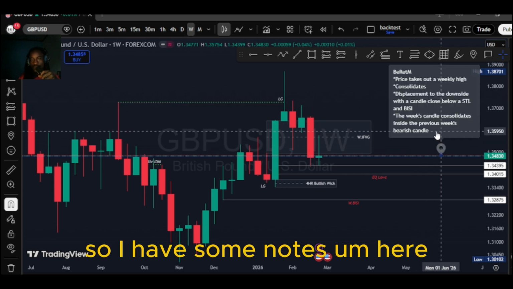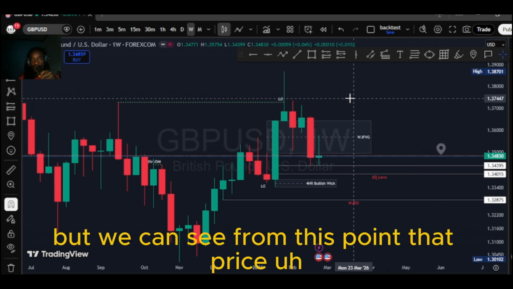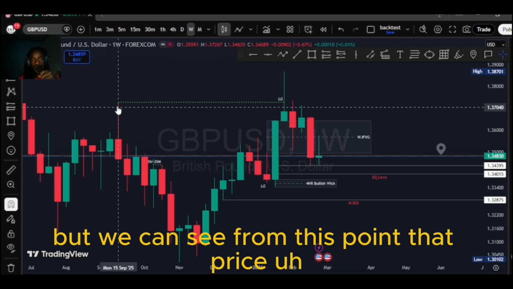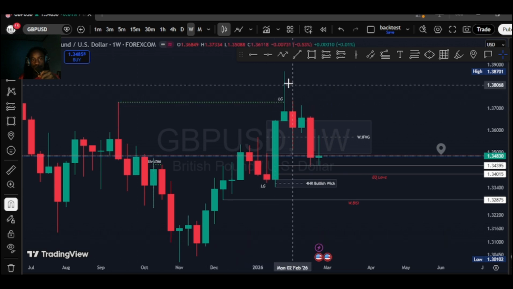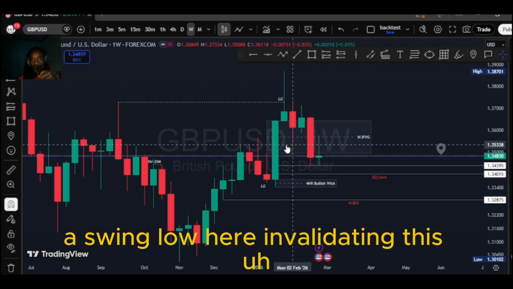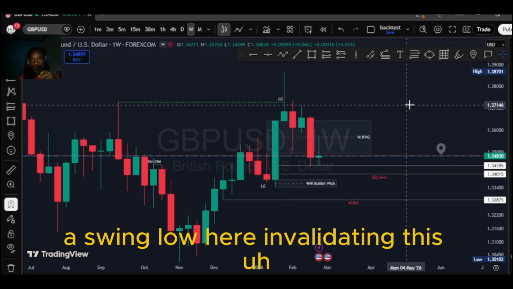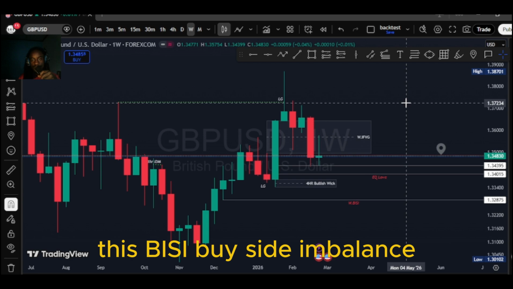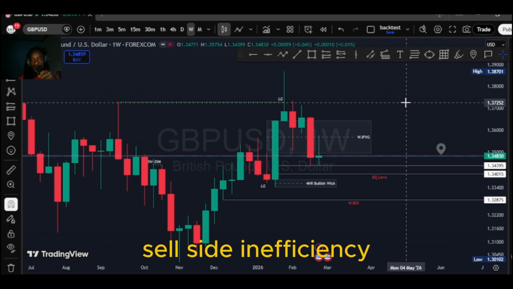So I have some notes here, but we can see from this point that price did a liquidity grab, created a swing low here, invalidating this BC, buy side imbalance, sell side inefficiency.